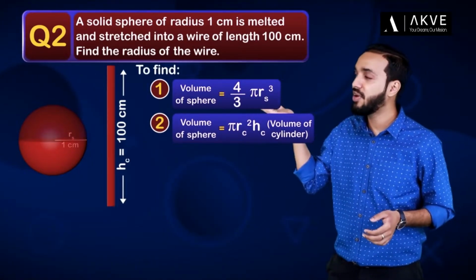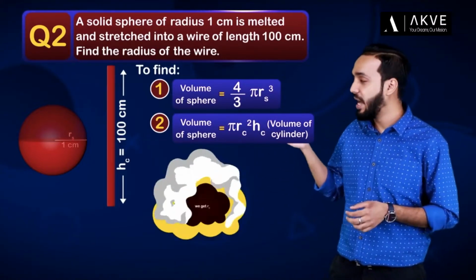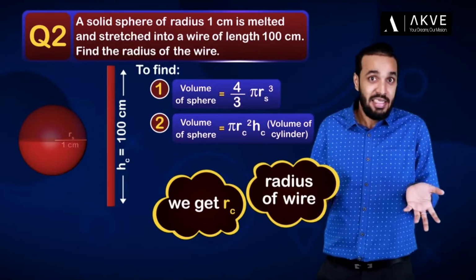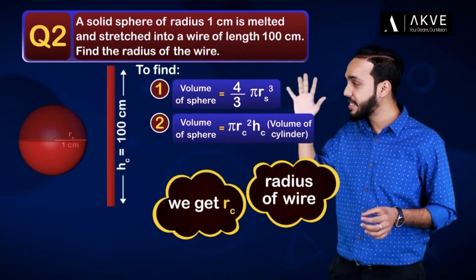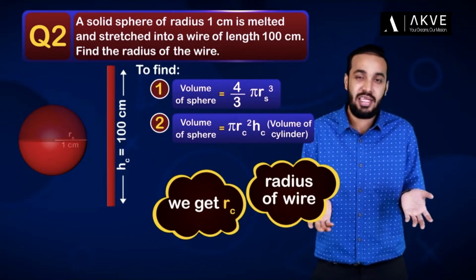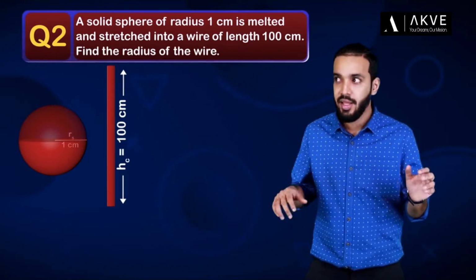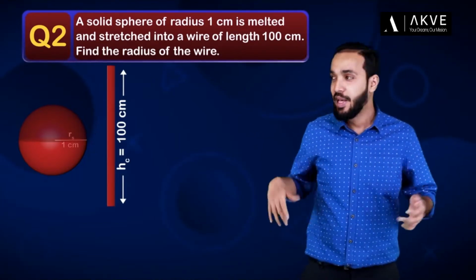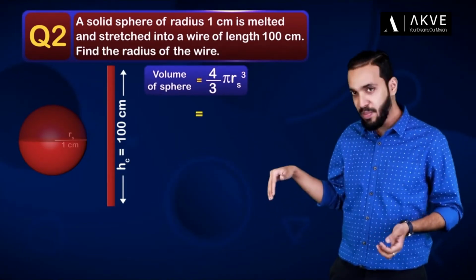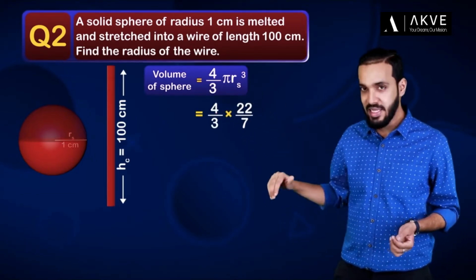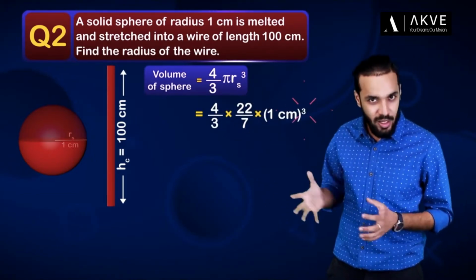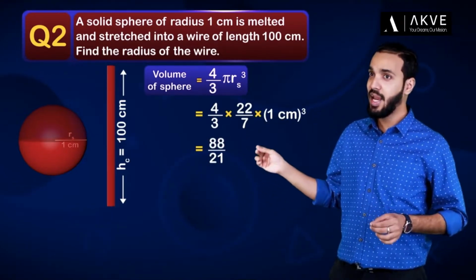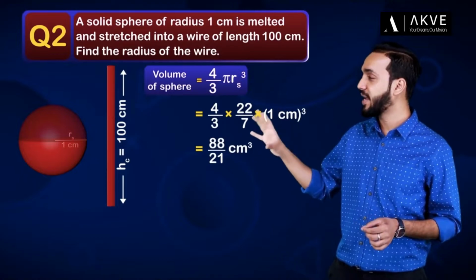Substitute the given value of hc and find the value of rc, which is nothing but the radius of the wire. See, the question is practically solved. Let's get over with the calculations in a jiffy. Now, the radius of the sphere is given as 1 centimeter. So, its volume would just be 4 by 3 into 22 by 7 into 1 centimeter whole cube, which on simplification gives us 88 by 21 cubic centimeters.